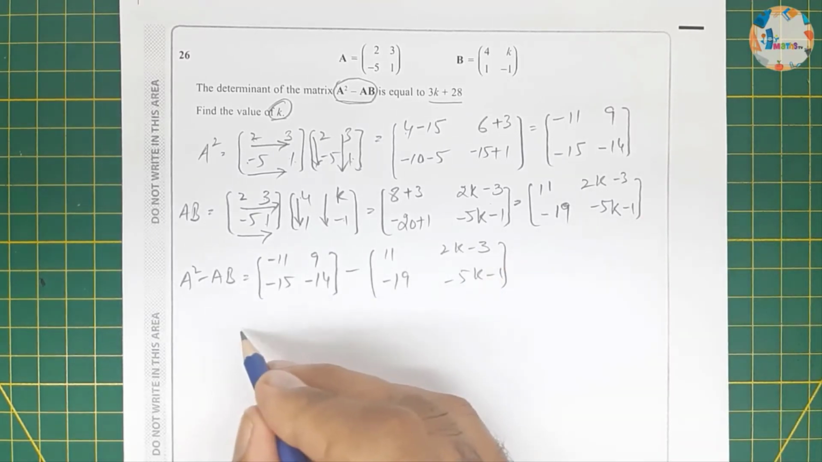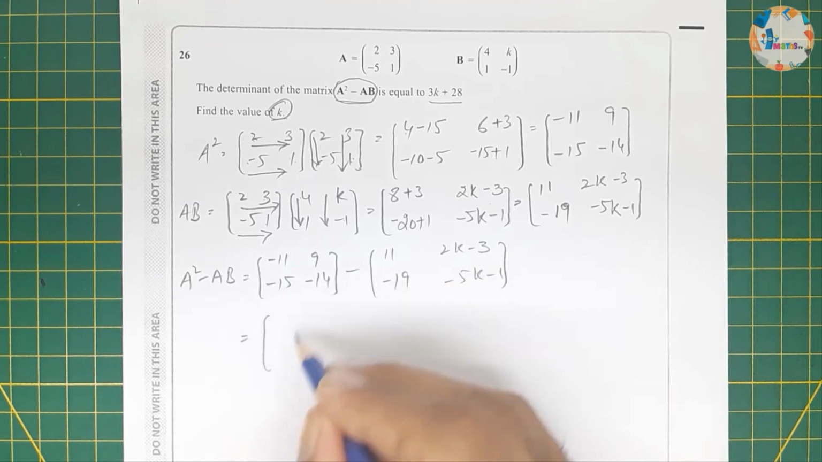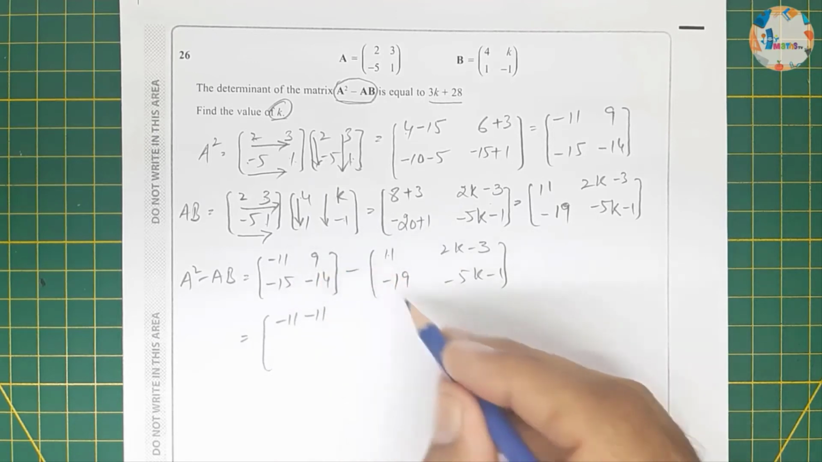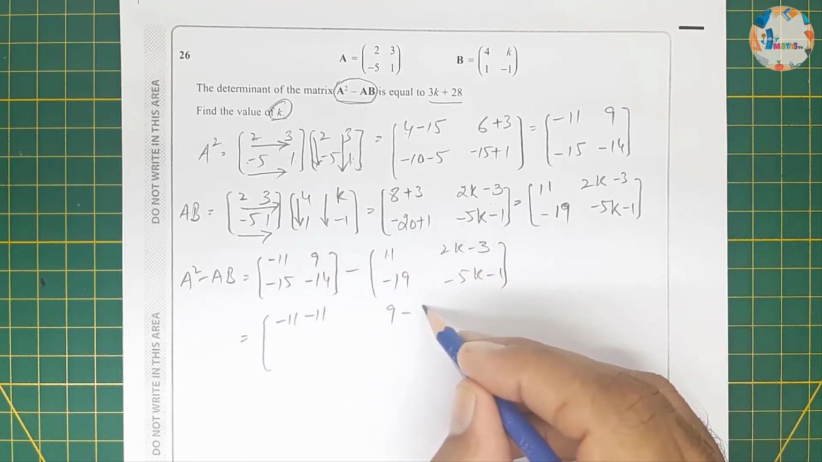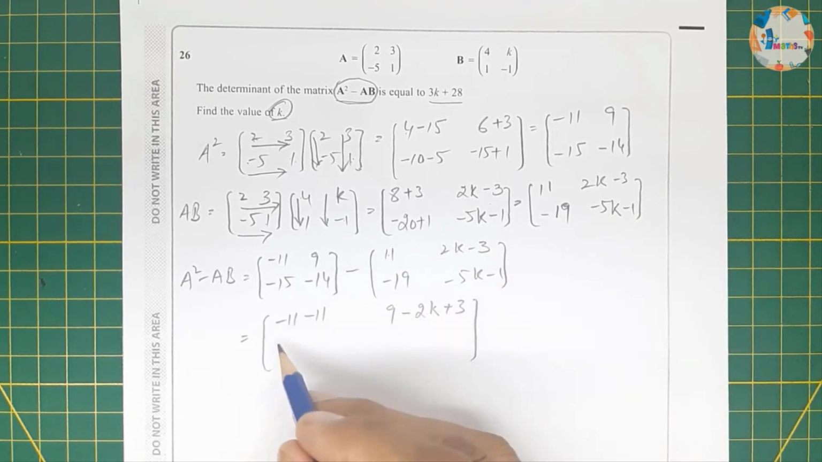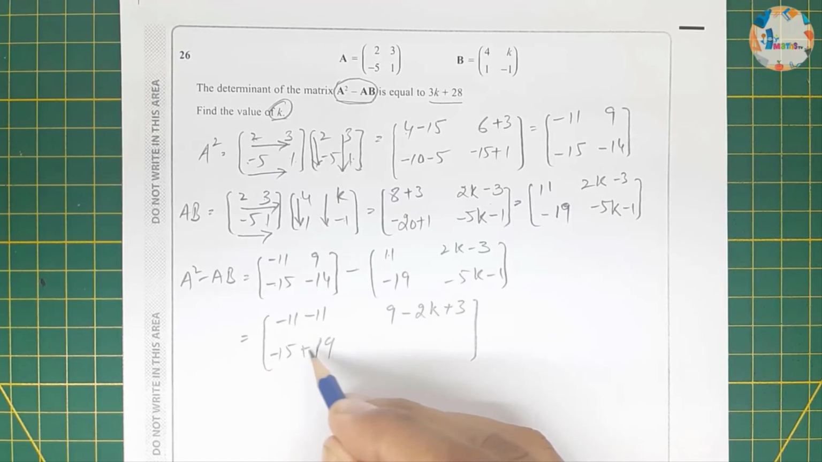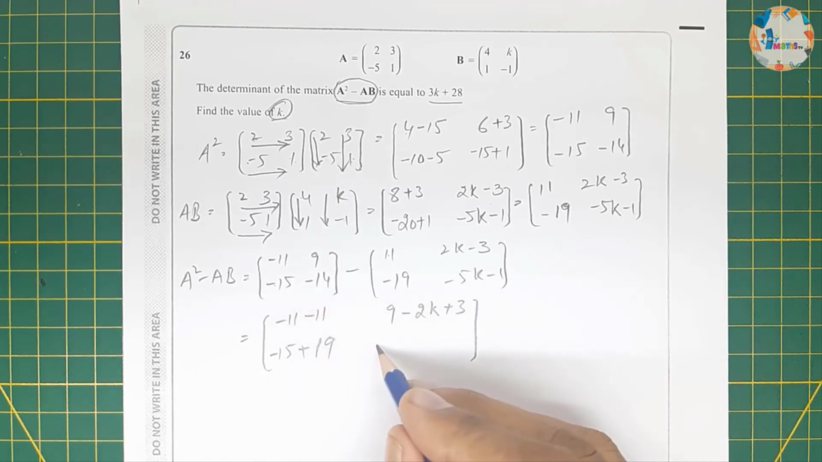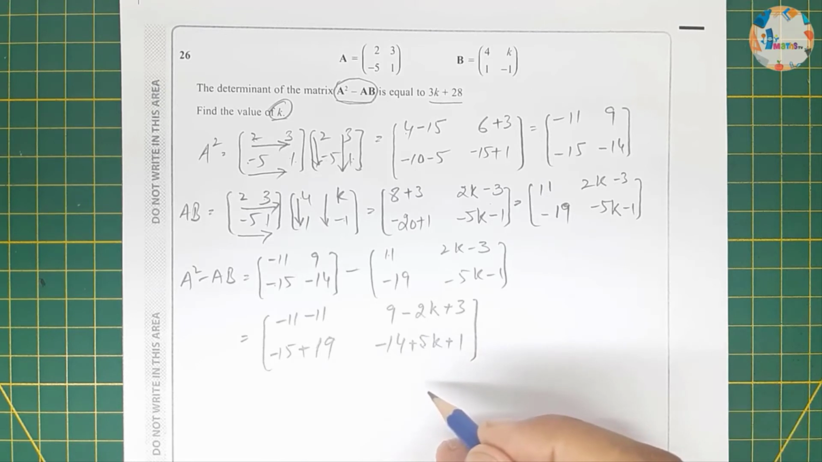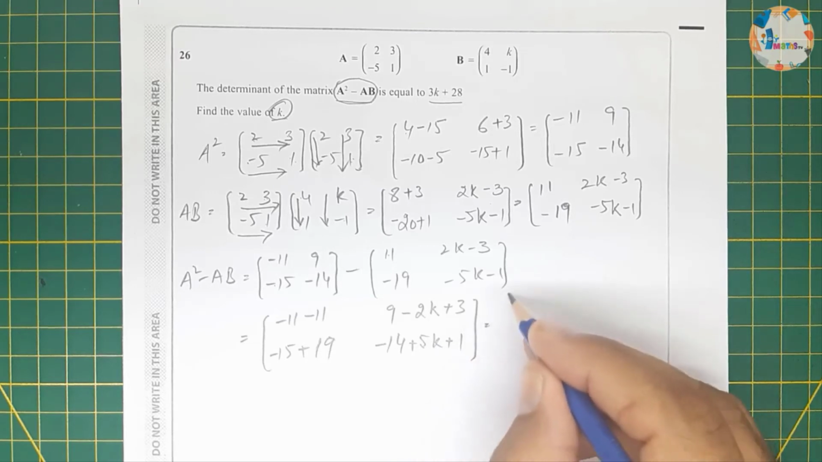So now we can just combine these two, so it will be minus 11 minus 11 and 9 minus 9, minus this one will be minus 2k plus 3 after changing sign, and this will be minus 15 and plus 19, and this will be minus 14 and plus 5k plus 1. This is our A square minus AB. Now we can just further simplify this.